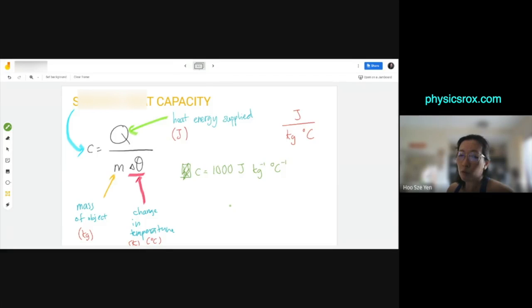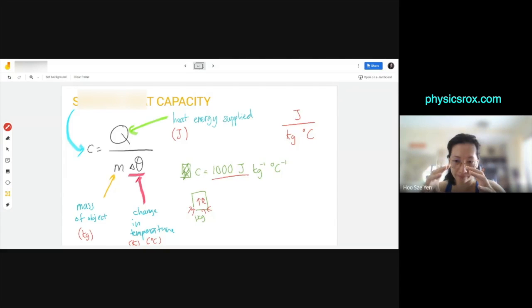It means, if you have 1 kilogram of the object, and we want the temperature to change by 1 degree Celsius, we need 1000 joules of energy. That's what it means. Again, we have 1 kilogram of the object, we want it to increase by 1 degree Celsius, we need 1000 joules of energy.